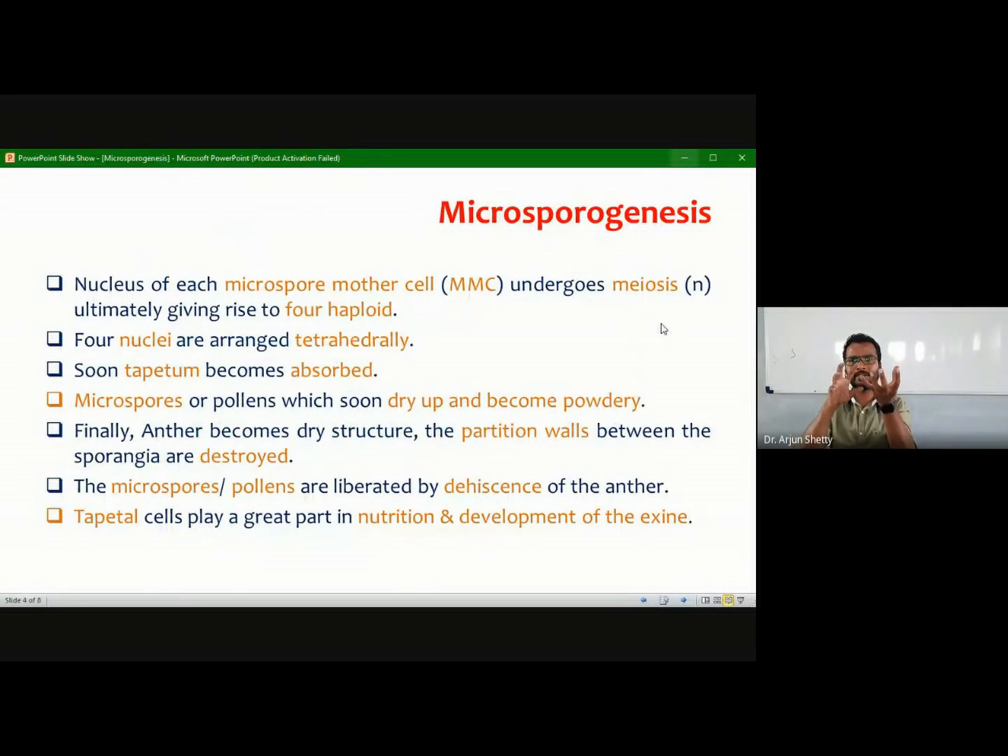What happens during the development of a pollen grain? We already know that pollen usually has two protective layers. One is the exine, another is the intine. The intine is the internal protective layer, and the exine is the outer protective layer. The tapetal cells are not only involved in playing the major role in nutrition, they may also play a role in the formation of the exine, which is the outer one.